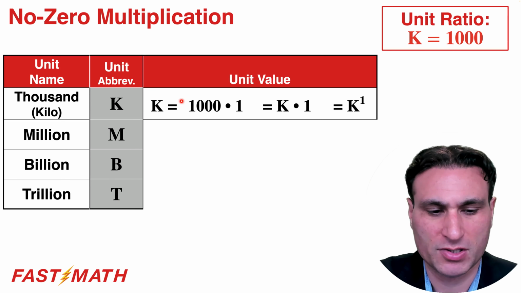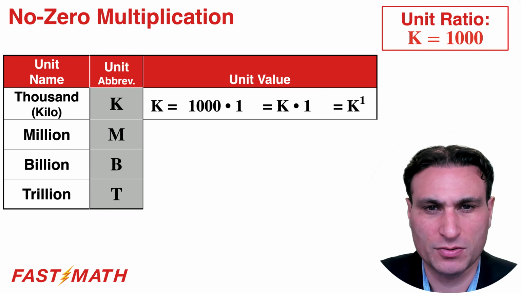We're going to write 1,000 as 1,000 times 1. You'll see why soon. Again, we're using the abbreviation of K for 1,000, so we can write 1,000 as K times 1 or K to the first.